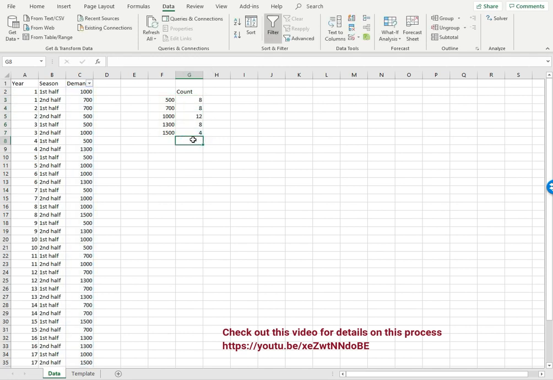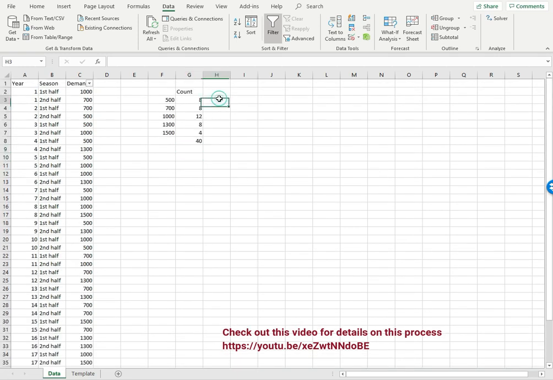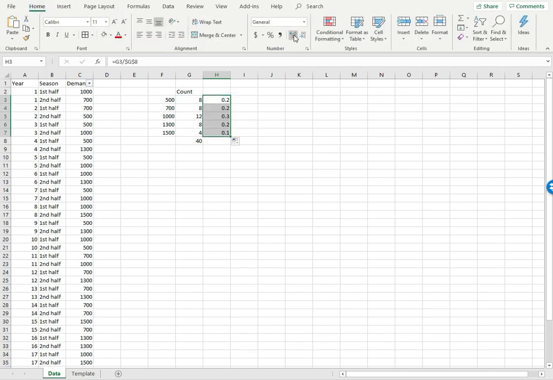Here we go. Now let me add them up to find out how many data entries we have. 40. Okay, that's correct. We have 40 data entries. Now let's find out their probabilities. This number divided by this number. I'm going to fix the reference to this total count. Drag it down. Here we go. So these are the probabilities.